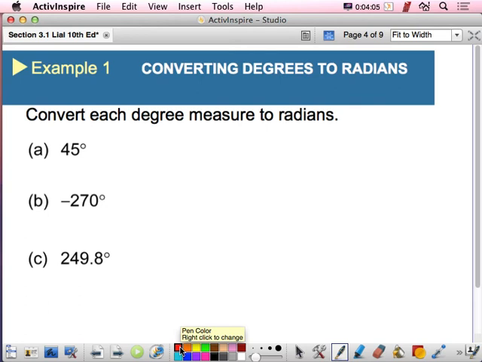So we'll start here and we will multiply, and we'll do it the same way as dimensional analysis in chemistry, and see if that helps you out a little bit working with the fractions. We'll multiply by pi over 180 degrees. Now the nice thing is that the degrees cancel. So degrees are gone and we're left with just radians. That gives us 45 pi over 180.